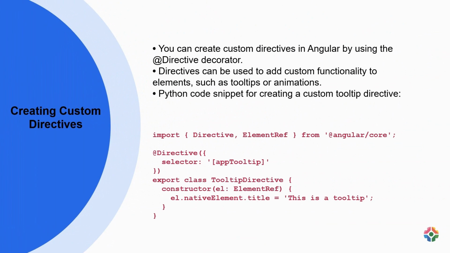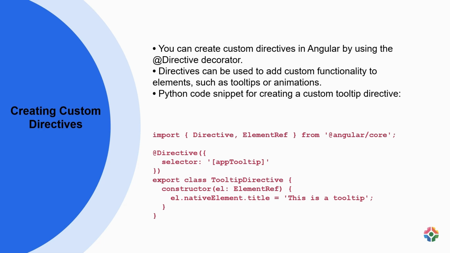Custom directives in Angular are created with the @Directive decorator. These directives can enhance elements with custom functionalities like tooltips or animations. For instance, to create a custom tooltip directive in Angular using Python, we define a class with the @Directive decorator specifying the selector, which in this case is appTooltip.